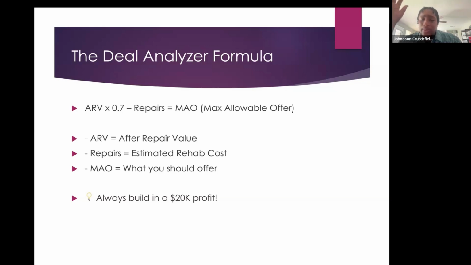Has anybody ever seen this formula before and said this is a good place to start? Okay, Audrey's like, no. Okay, perfect. You've seen it now.